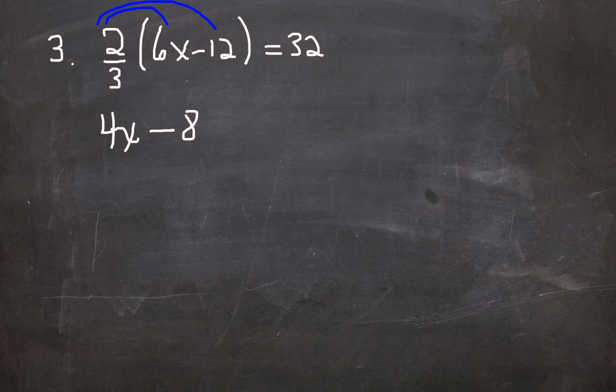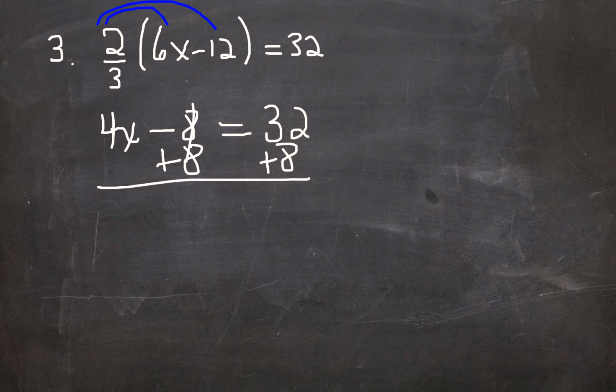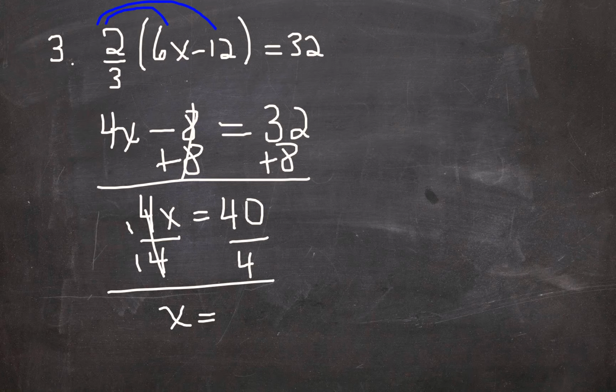And now equals 32. It looks like a nice regular two-step equation. Add 8 to both sides. I'll have 4x equals 40. I bet you could do this in your head. Divide by 4 and you're going to get 10. But let's show the steps. And x equals 10. There you have it.